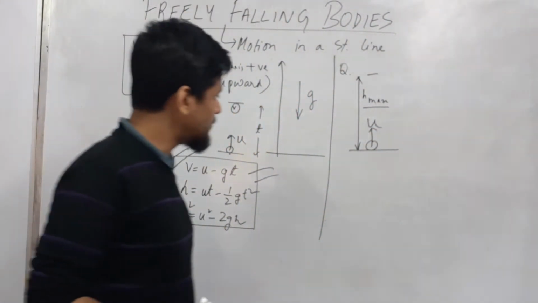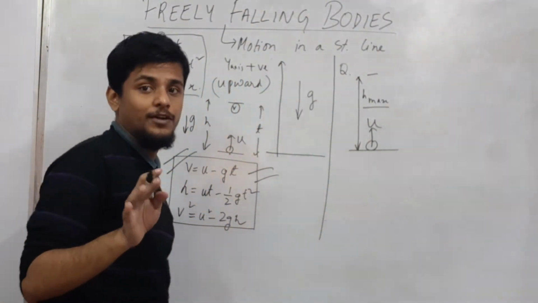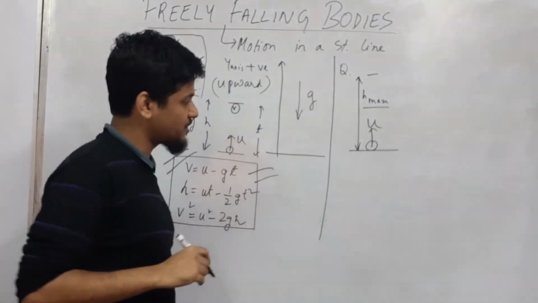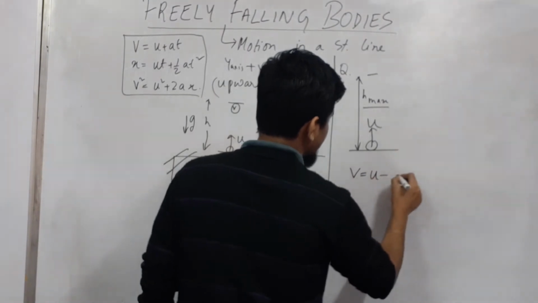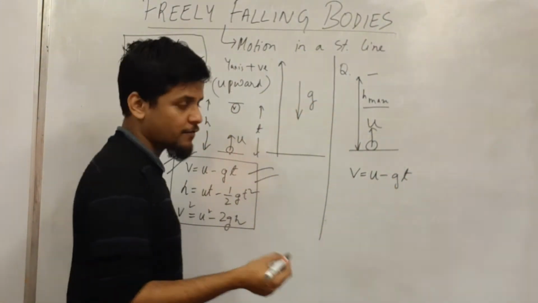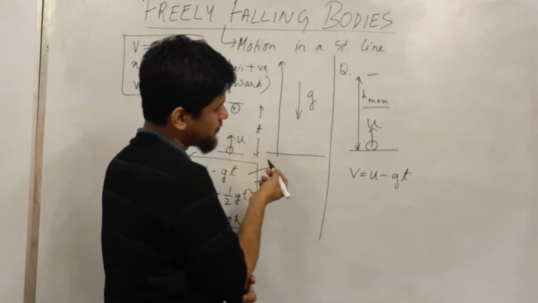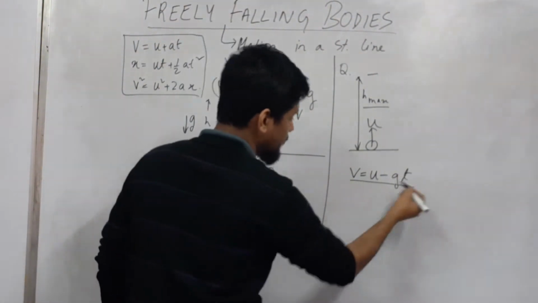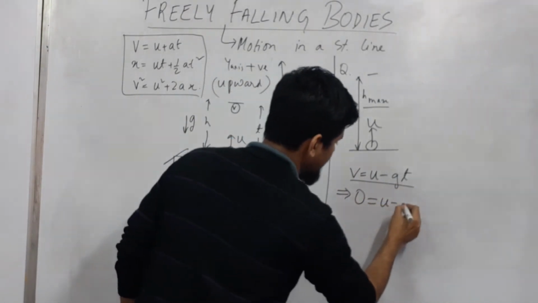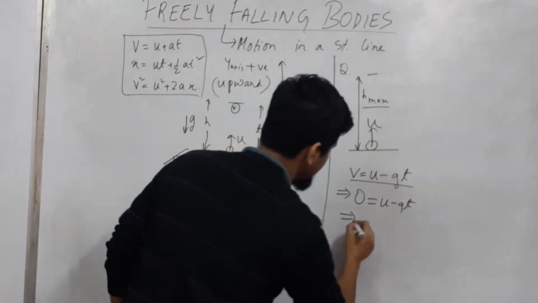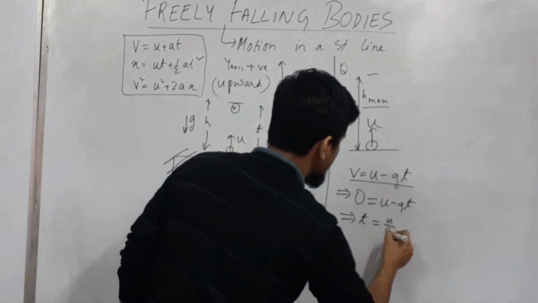This is a fairly easy problem. So what happens at the maximum height? At the maximum height, your velocity becomes zero. So v will be equal to u minus gt. We know that this is the equation of motion for a freely falling body. Now here the final velocity is equal to 0, so 0 equals u minus gt, and the time taken to reach that maximum height will be equal to u by g.